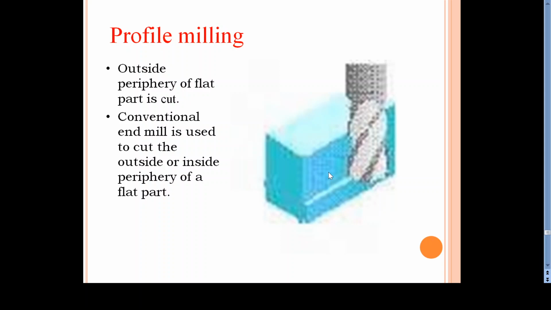So profile milling. Profile milling, actually it is machining the outside periphery of a flat surface. A conventional end mill is used. So end mill can be used for profile milling. So profile milling means the profile of the workpiece can be generated or machined. That is by circulating the cutting tool on the outer surface of the workpiece. So normally the end mill is used. On this vertical milling machine we can do this operation.